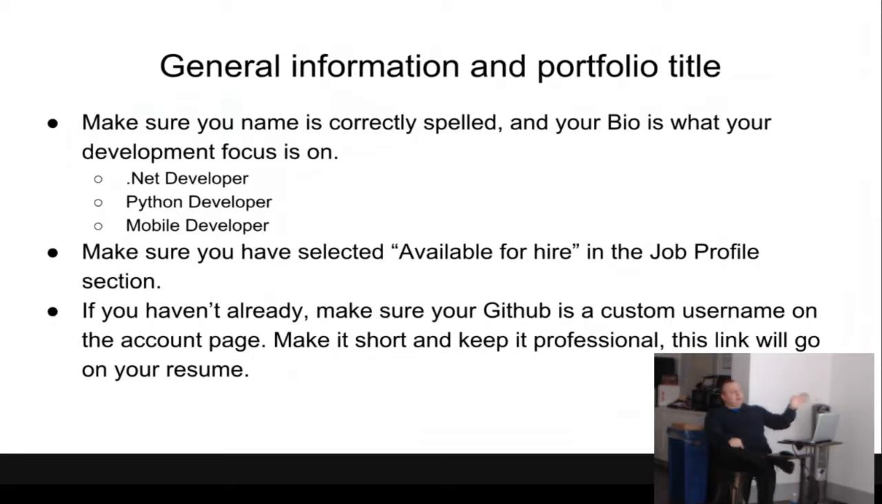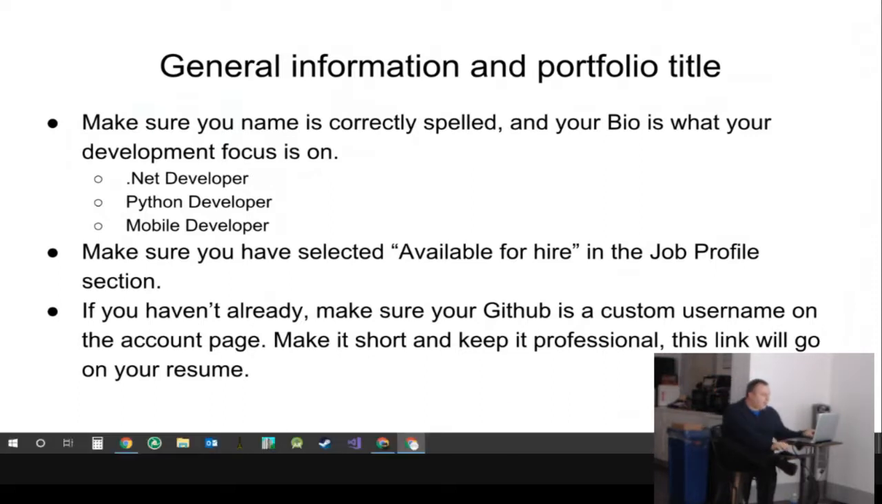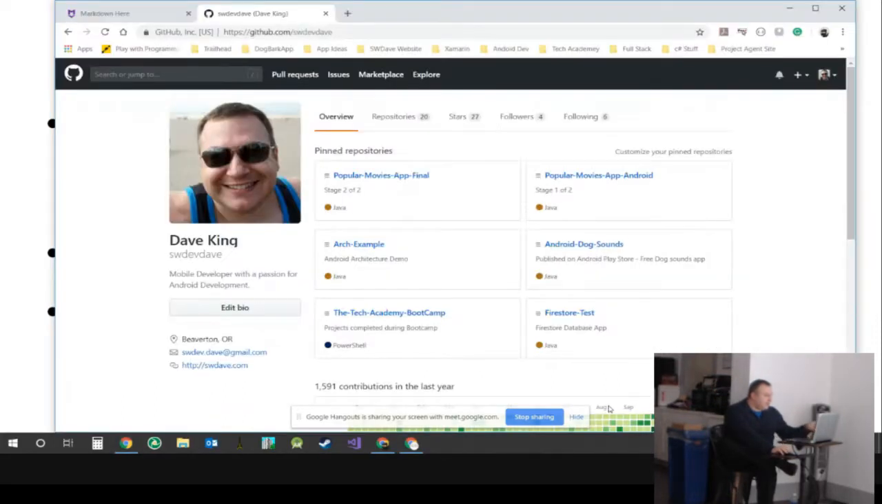Also, if you haven't already, I know this is in the course to do this, but if you haven't already, make sure your GitHub is a custom name on the account page. Make it short and keep it professional. This link will eventually go on your resume. So it shouldn't be like Jim2975XY, some long set of characters. For example, mine is SWDevDave. It's just short, easy for me to remember, and it makes a very nice short URL.